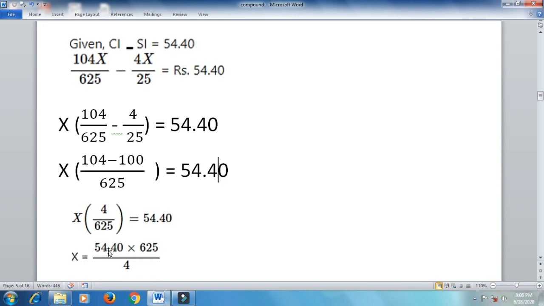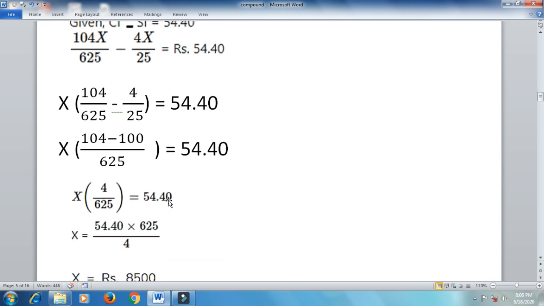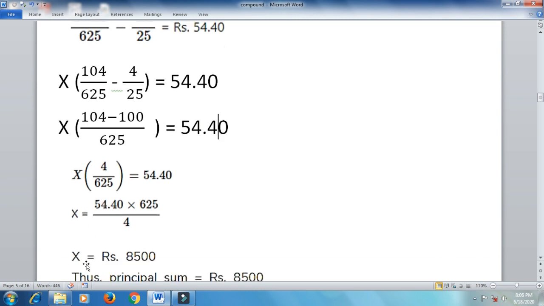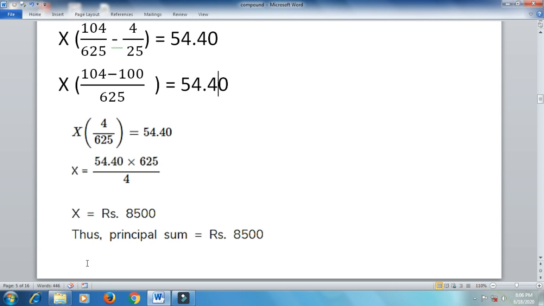Do the cross multiplication. 54.40, 625 is shifted to the left hand side. So, into 625 for the numerator value, and when 4 comes to the denominator on the left hand side, it becomes divided by 4. Try to simplify this so that x will be equal to rupees 8,500. Hence, the principal amount is rupees 8,500.